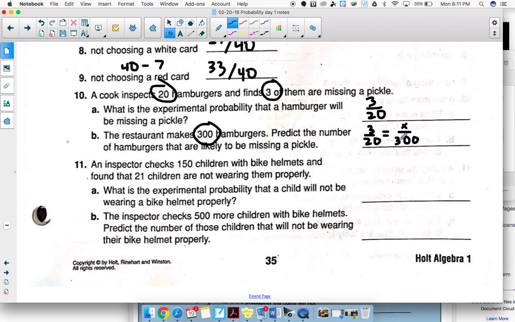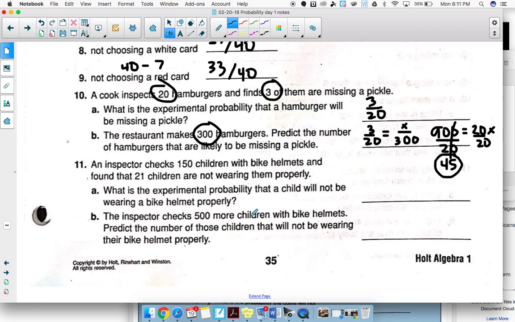This is just cross multiplying. So we could say 3 times 300 is 900. Set it equal to 20 times x, which is 20x. And if we divide by 20, we get 90 divided by 2. I'm just doing some mental math here. That should be 45. So that would mean 45 out of 300 would be missing a pickle.